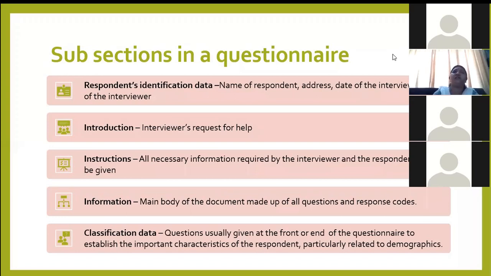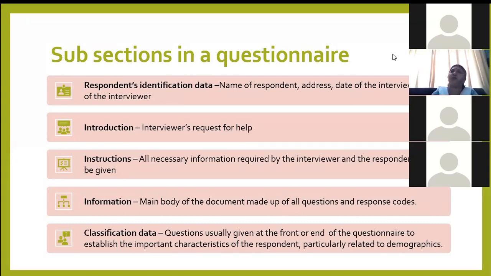The first subsection is respondents' identification data. That is, you have to ask the name of the respondent, address, date of interview, the name of the interviewer. This is not compulsory. Name of the respondent and address are not compulsory in all types of research. In order to identify the response sheet, you can write down the name of the respondent or address.